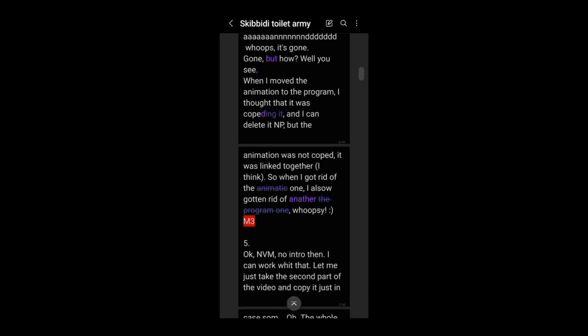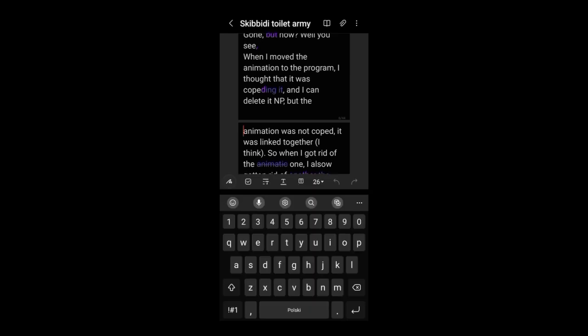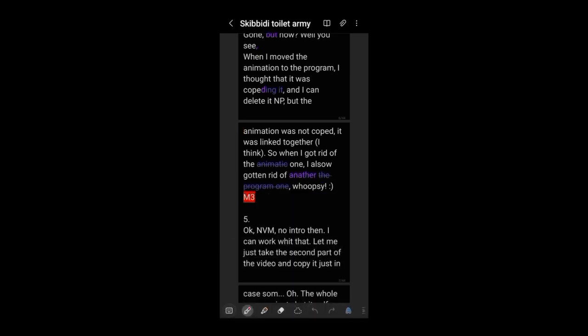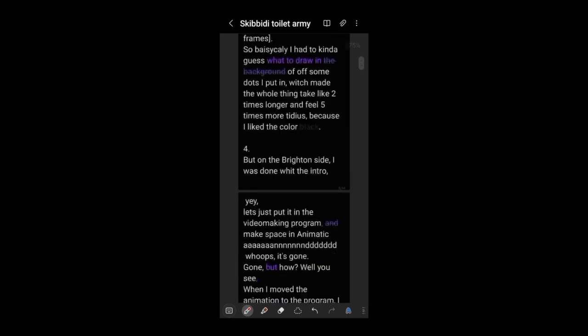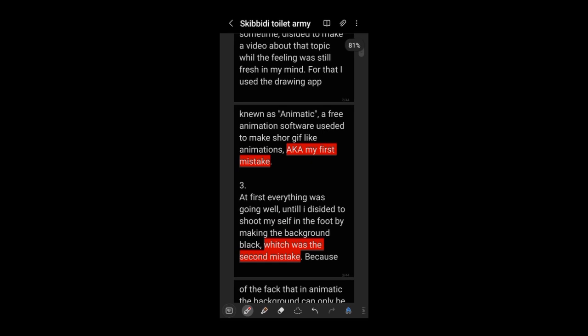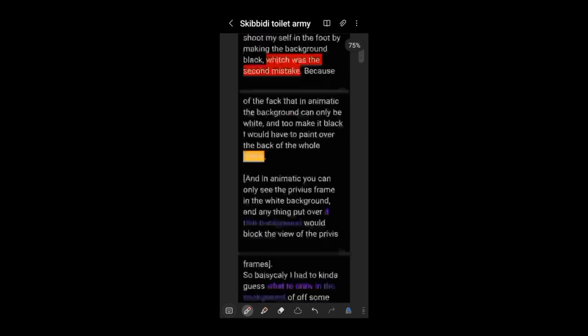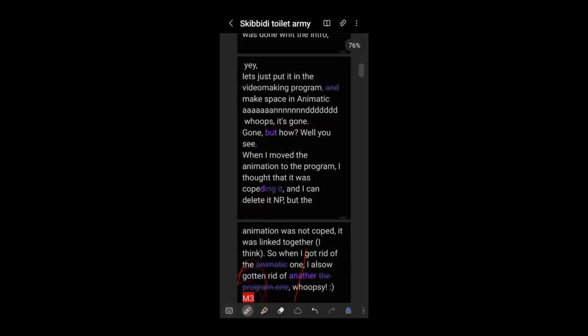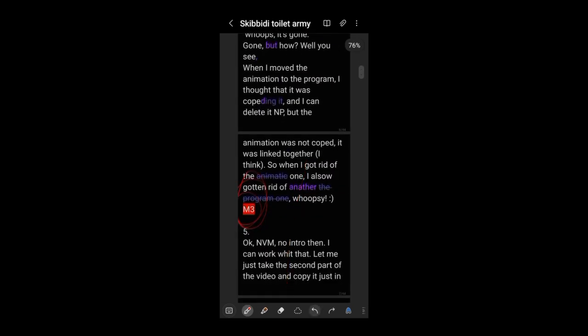Whoopsie! And like you can see, there's something written over here. It's M3. Now, what this was supposed to mean was that I was going to number all the mistakes I made along the way. Here are the 2 other ones. This is number 3.